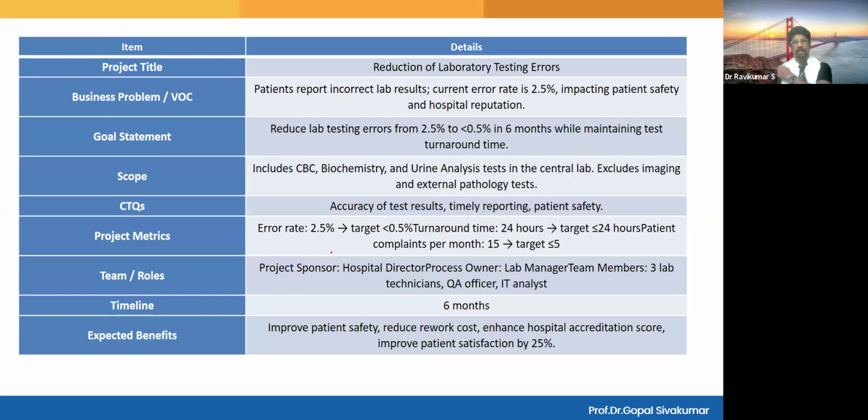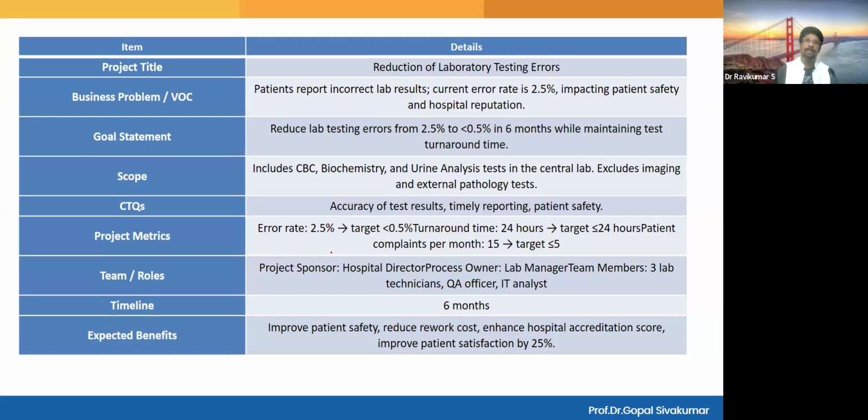What is the scope statement? What are the testing areas we are including? CBC, biochemistry, urine analysis. Then what is excluded? Pathology tests. That is tests which are connected with bacteria, virus, and other things. Then what is the main CTQ which we are focusing on? Accuracy of the test results.